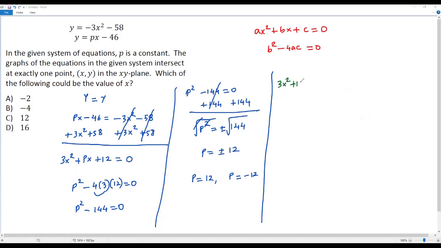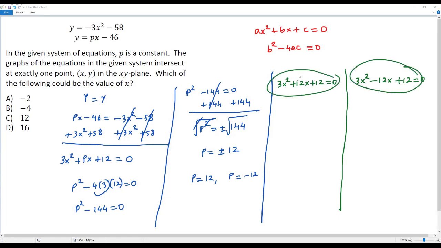3x square positive 12x positive 12 equals to 0. Okay, when I consider the second value of p, that is negative 12, then this quadratic equation will become 3x square negative 12x positive 12 equals to 0. When I consider the terms of both the quadratic equations, each term is a multiple of 3. So we can divide all the terms of the first quadratic equation by 3 to simplify this one. Okay, let me do it.